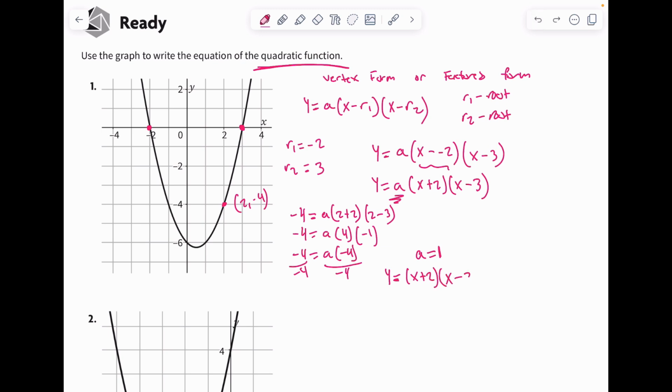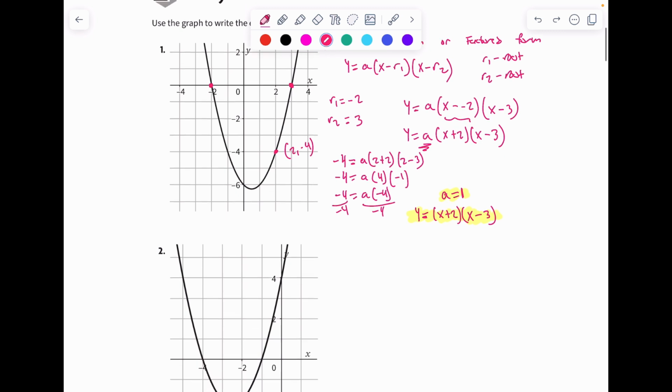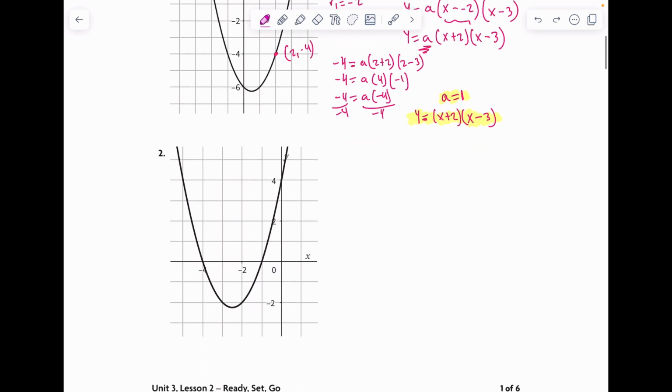Okay, good. A is equal to 1. We don't write the 1. You can write a 1 here, but standardly, we don't really do that, okay? Okay, let's move on to number 2.